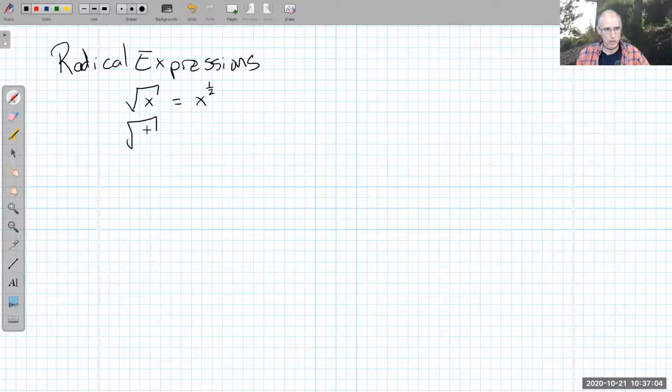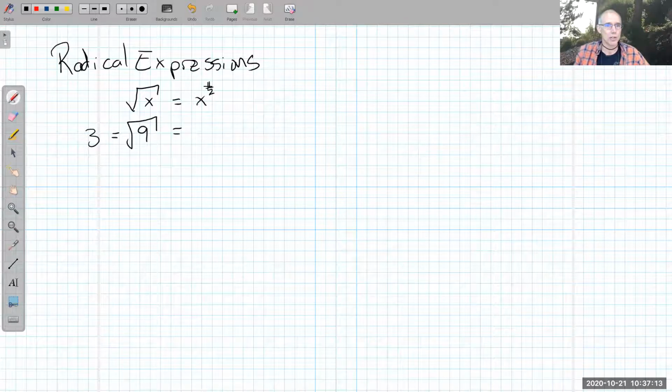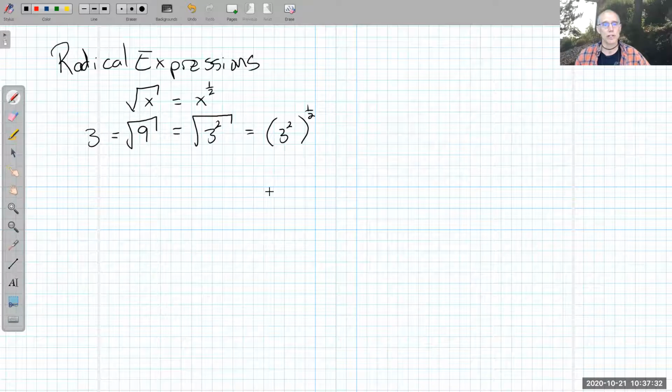If I had the square root of 9, you might recall that 9 is 3 times 3, so 3 is the square root of 9. But I can play around a little with powers and this idea of a square root being the power 1/2. So 9 is 3 squared. What I really have here is the square root of 3 squared. The square root is really the power 1/2, and inside I have 3 squared, and parentheses are necessary here.